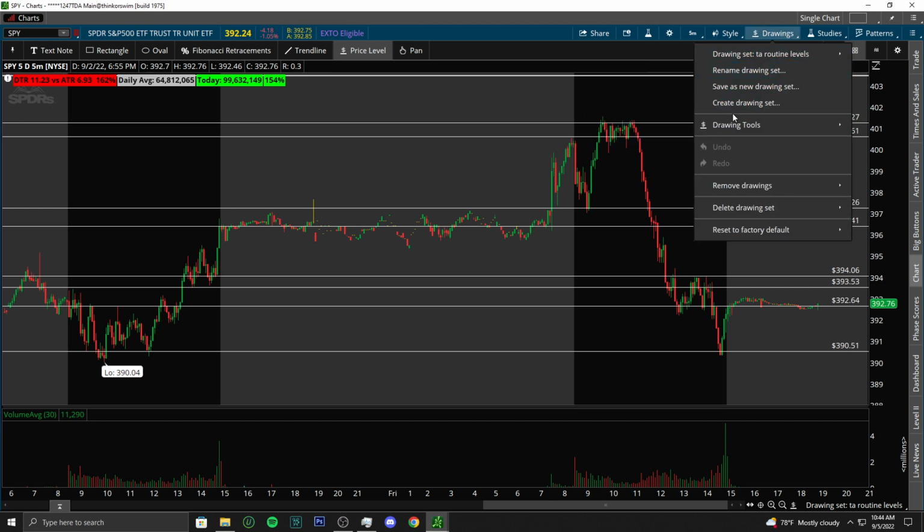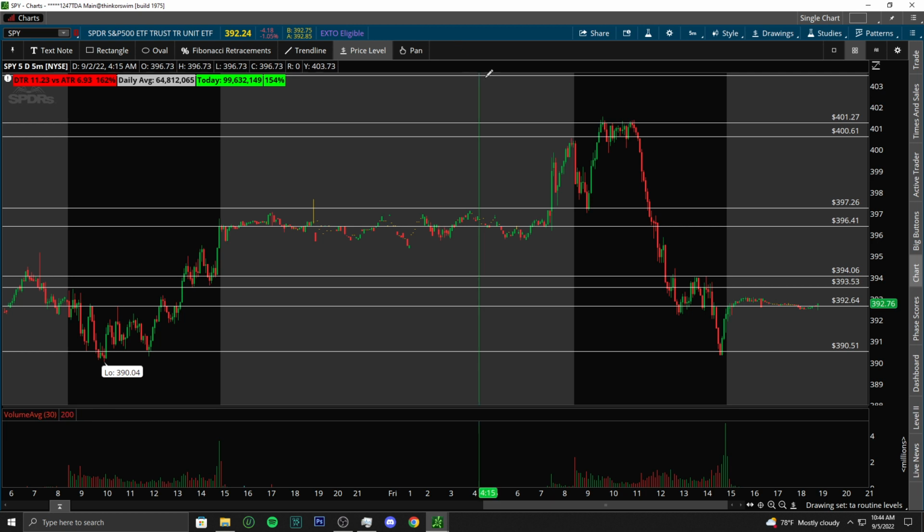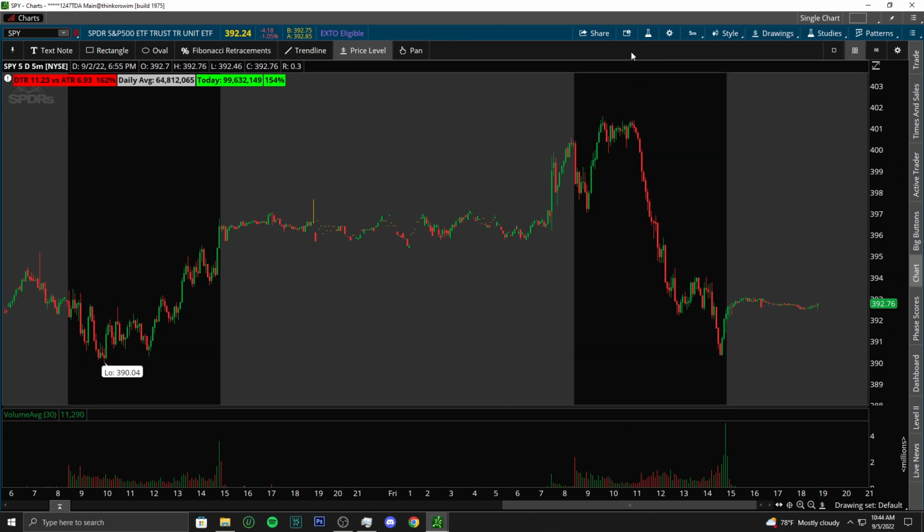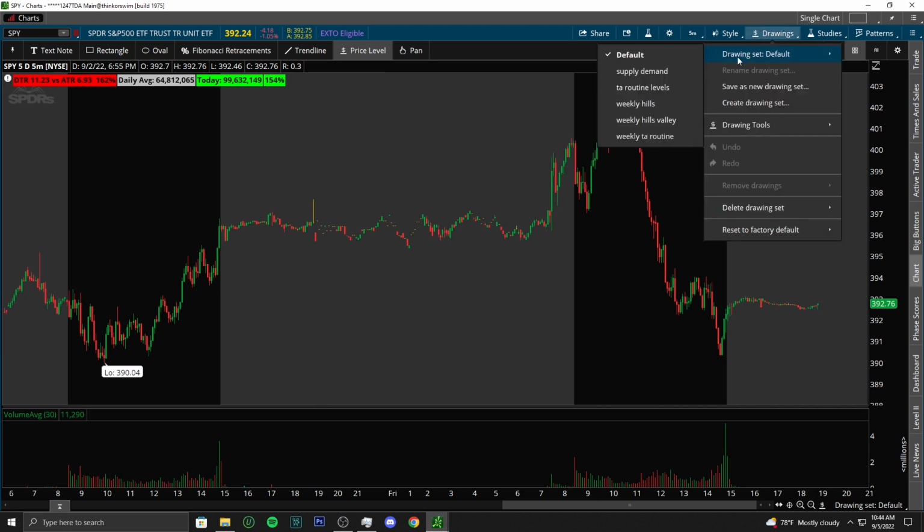So click Create Drawing Set, and then you can name it whatever you want. You can delete Drawing Set right here. My bad, I was blind. And if you want to clear one out or you have too many, you can just clear it and start over. So take complete advantage of that tool. But let's jump into the charting now.